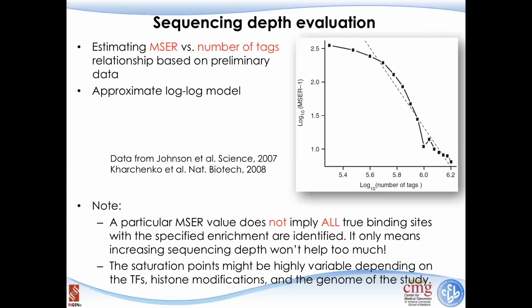It only appears that increasing the sequence depth doesn't help too much. It just shows the other way. It shows even if you increase sequence depth by a lot, it won't help you too much. And also the saturation point is quite important, but it will be highly variable. It totally depends on the transcription factor, histone modification, or even the genome of your study. So it's totally case by case.